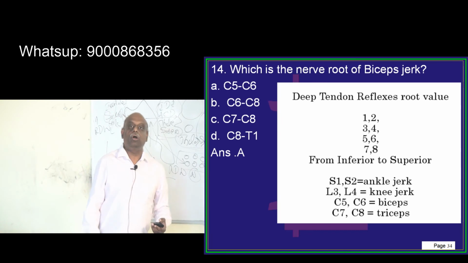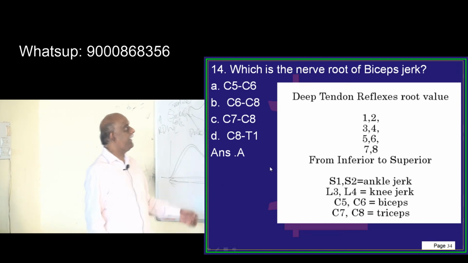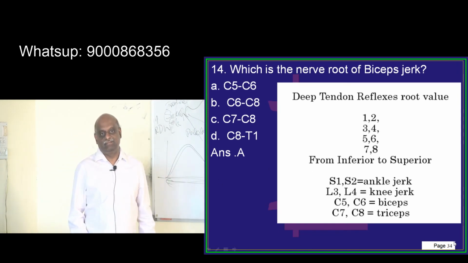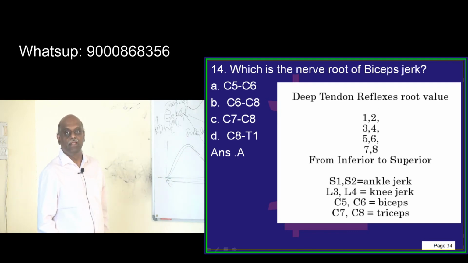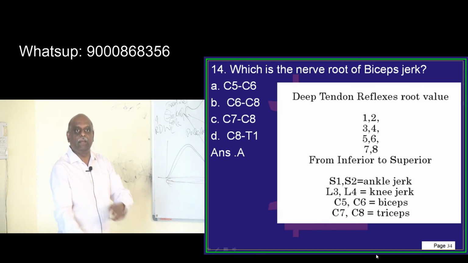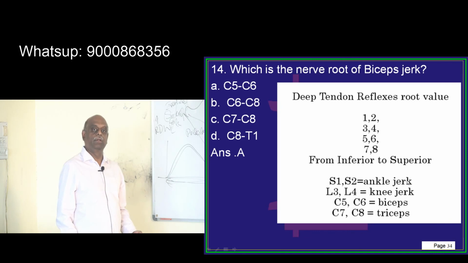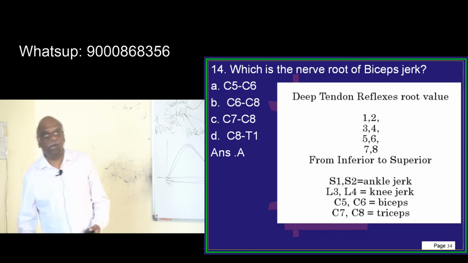So don't forget all the deep tendon reflex root values. Favorite question of the examiner. You can easily remember 1, 2, 3, 4, 5, 6, 7, 8, from inferior to superior, from below upwards. What is ankle jerk? Yes, 1, 2. After ankle comes knee jerk. Knee jerk is 3, 4. Which 3, 4? L3, 4. Then after that comes the biceps. Biceps is C5, 6, and triceps is C7, 8. So think from below upwards and you will remember the deep tendon reflexes. These are the frequently asked values which you should not forget.